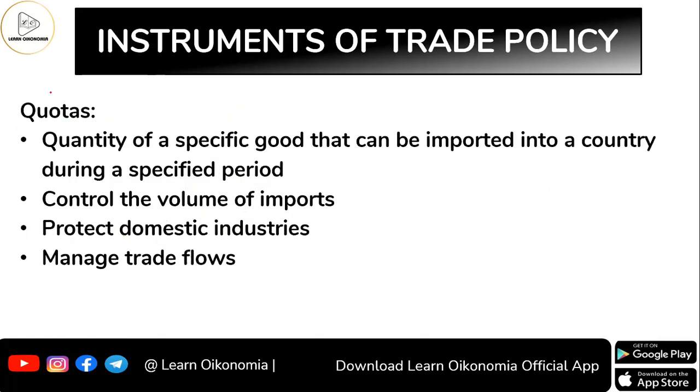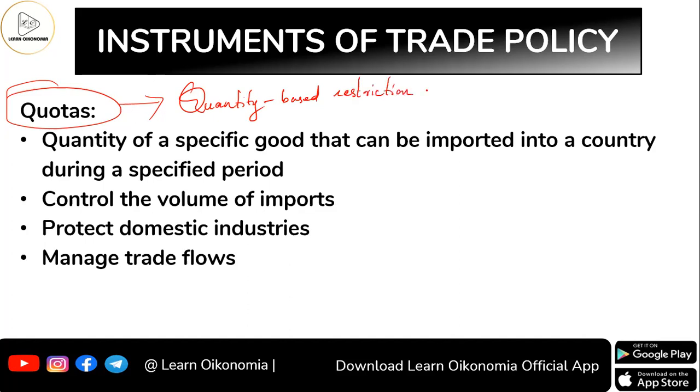Now, the next important measure is called quota. So what does it mean by quota? This is a quantity-based restriction. Now, why is this being taken? You need to understand that the quantity of a particular good that can be imported into a country during a particular period is put under control. So you deal with the control of the volume of import. The imported quantity is being controlled.